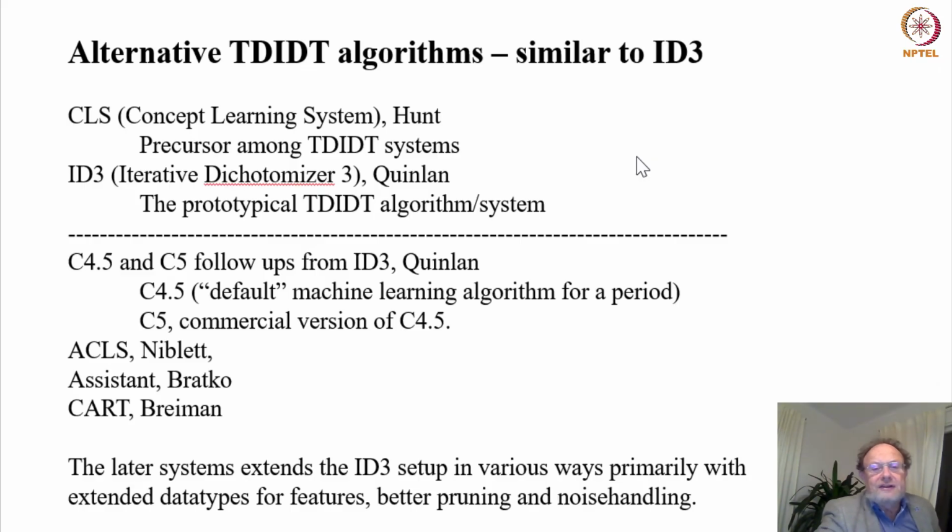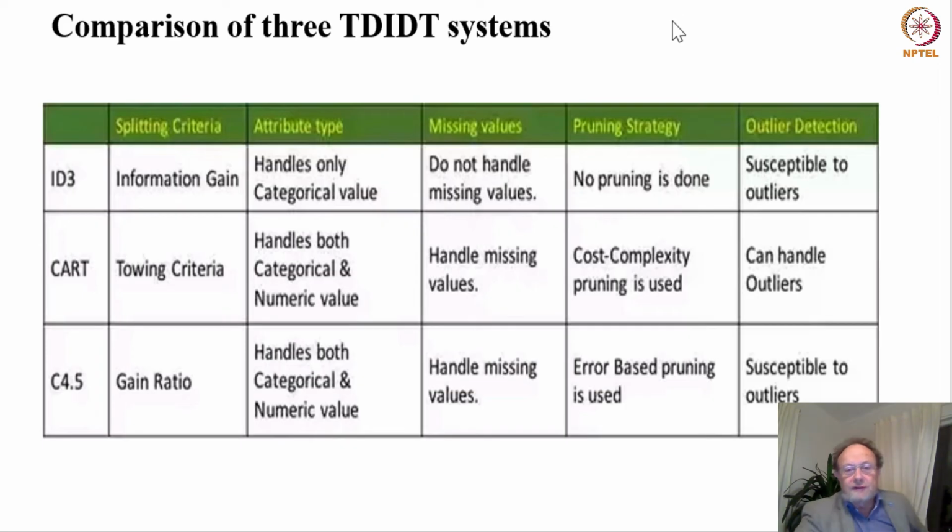In general, one can say that the later systems extend ID3 in various ways, but the primary ways are that they extend the kind of data types that are allowed for the features, because ID3 was pretty restrictive here. Also, the later algorithms are much better with respect to pruning, and they're also much better with respect to noise handling.